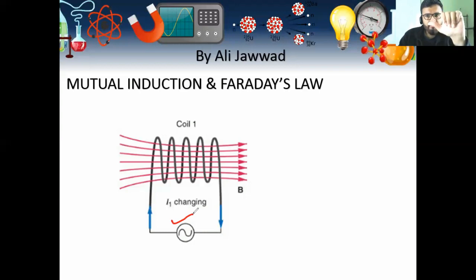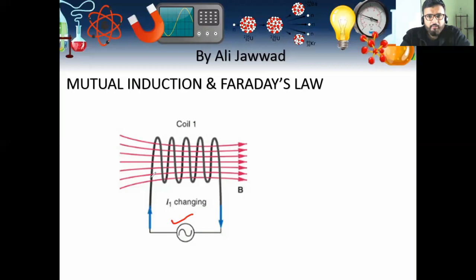So the magnetic field will be this way for one instant of time, while for the other instant it will get reversed, and it keeps changing itself. So this alternating current will produce an alternating magnetic field in the first coil.